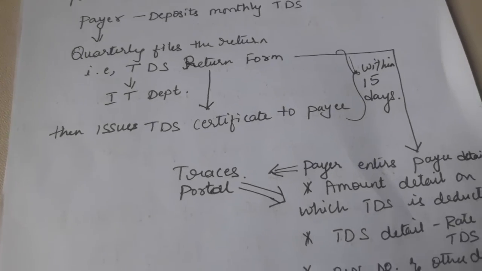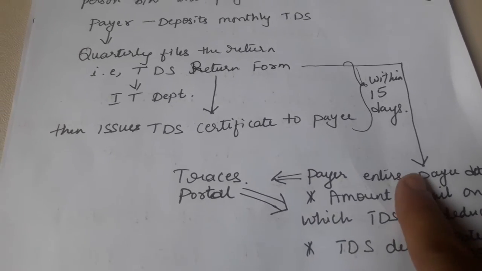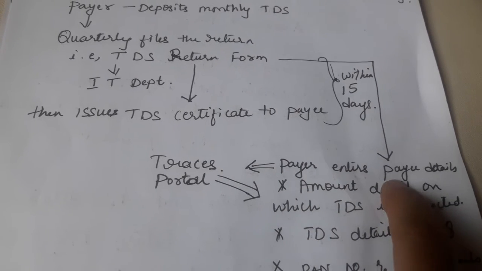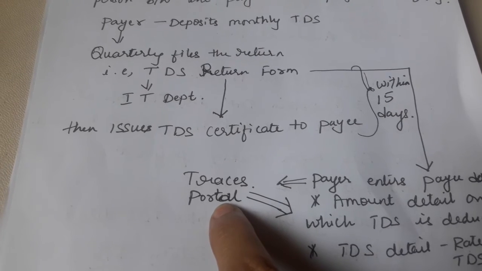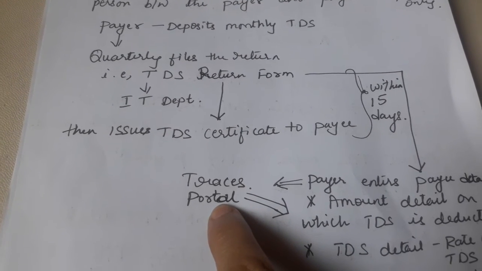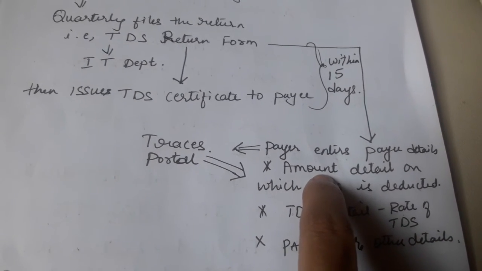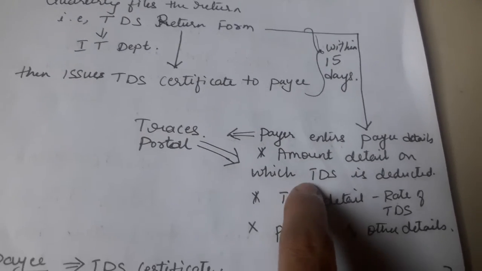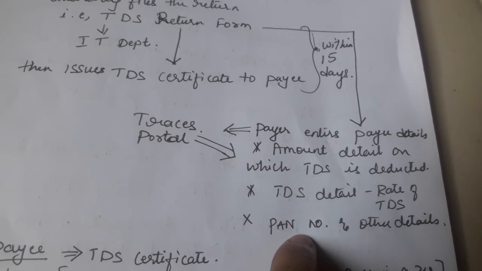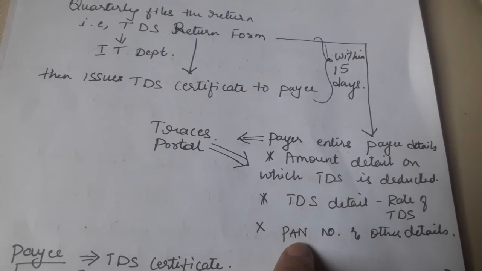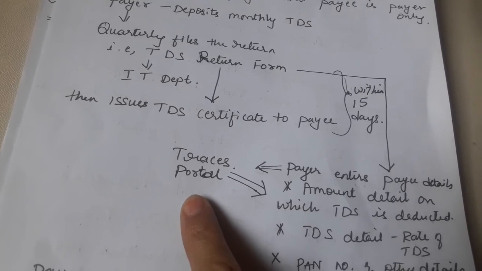And now we see that TDS return form. You can see here, it is the payer who enters the payee details. There is something called the TRACES portal when you go for the online TDS return form. There the payer has to enter all the payee details. It will be the amount on which TDS is deducted, TDS detail, rate of TDS, PAN number and other details of the payee. So here the payer is going to link all these details on the TRACES portal of the payee.